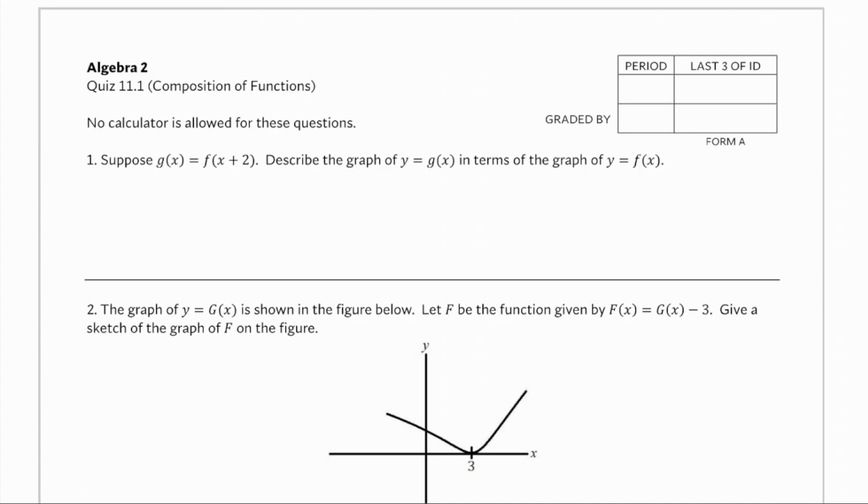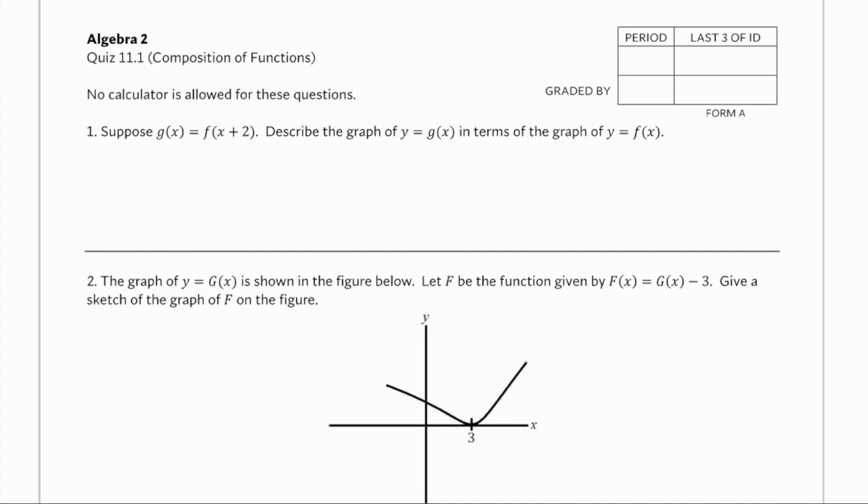Alright, in this video we're going to do a quiz on composition of functions and transformation of graphs. So if g of x is f of x plus 2, and they ask us to describe the graph of g of x in terms of the graph of f, we're going to say, okay, if we replace x with x plus 2 on the inside of the function, that's going to be a horizontal change. Adding is going to be a shift, and if we're adding 2 on the inside, that corresponds to a shift left by 2. So I would say this shifts left 2 units.